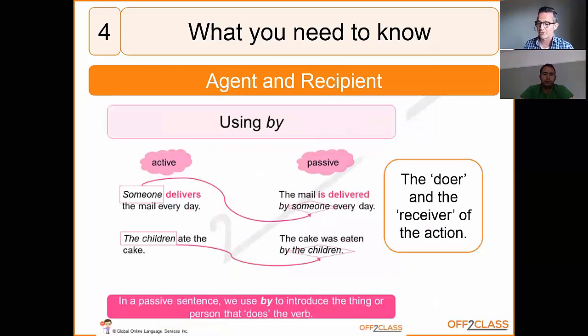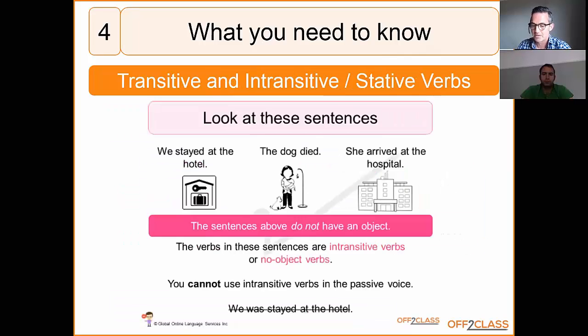I'll move on next to the agent and recipient. So here what happens is the object in the active voice becomes the subject, and actually the doer and the receiver of the action change places. And this is where the words agent, the thing or the person that carries out the action of the verb, and recipient, to whom it's done or to what it's done, become important terms to be able to use. And obviously in English, we generally introduce the agent, not 100% of the time, but we generally introduce the agent with the preposition by.